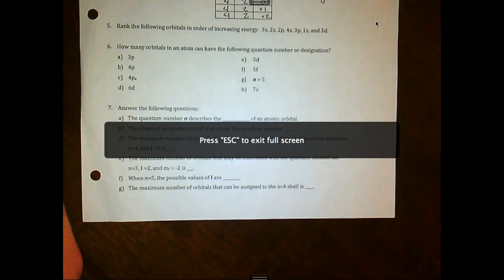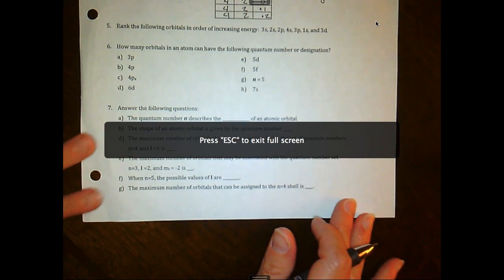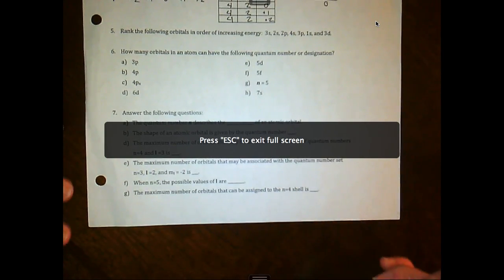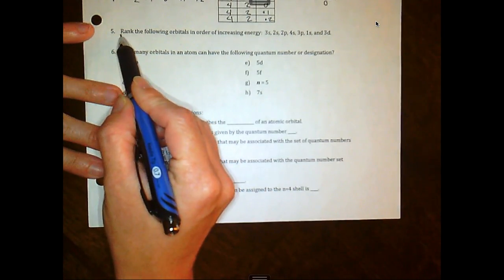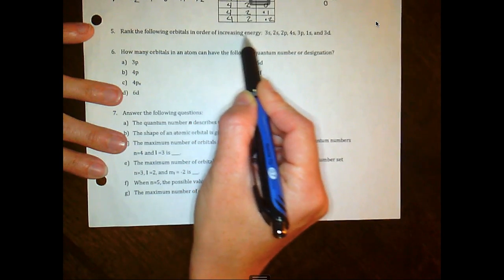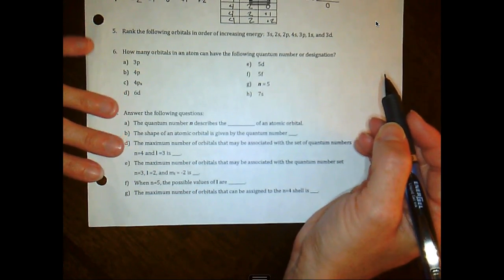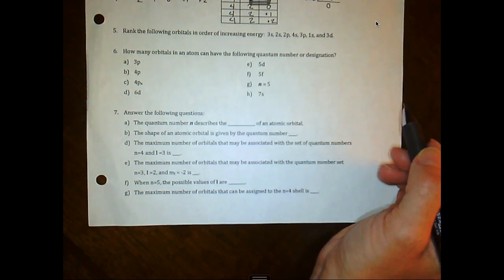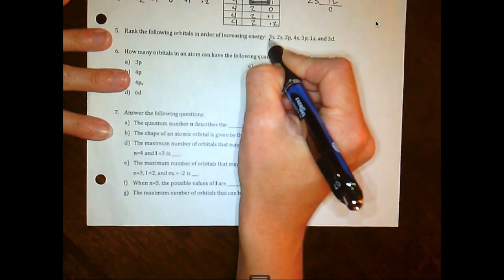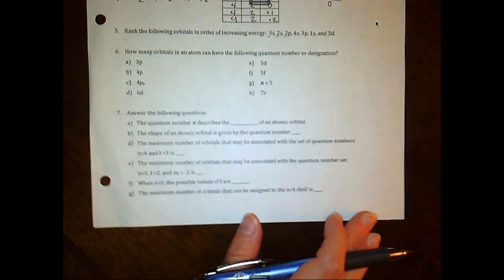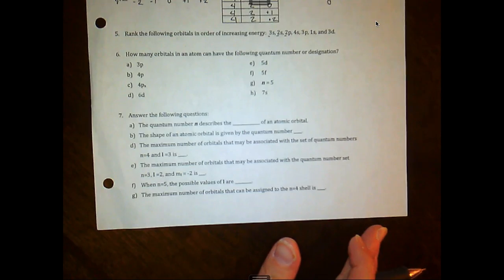Before I move into the next one, I want to take a look at the question, and then I'm going to jump over to a different image. Number 5 says rank the following in order of increasing energy, and then we're given several different values here. The first thing to remember is that the principal quantum number, those very first numbers listed there, are usually what tell us the amount of energy that it has.